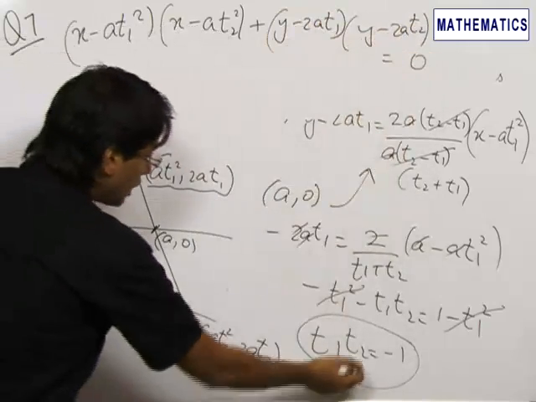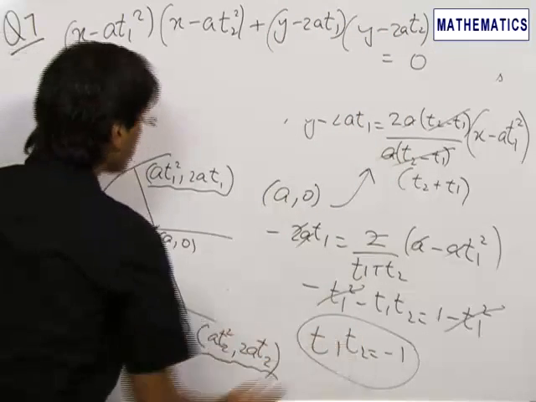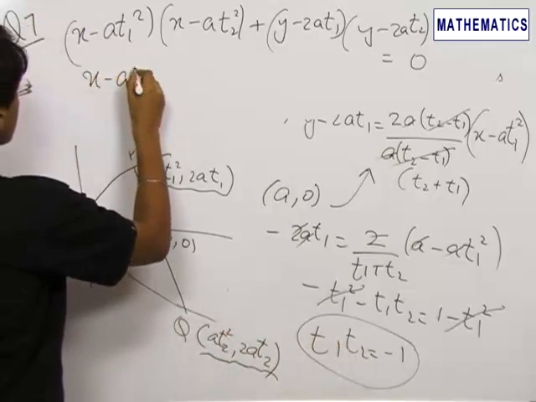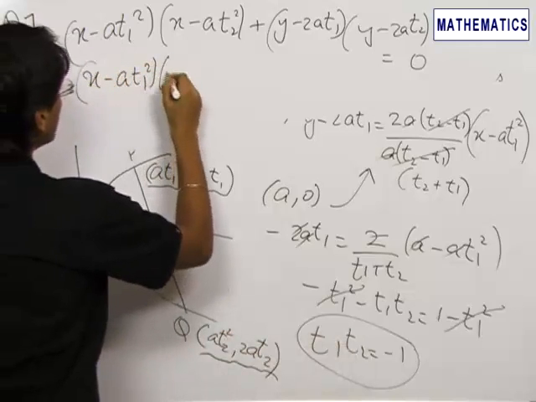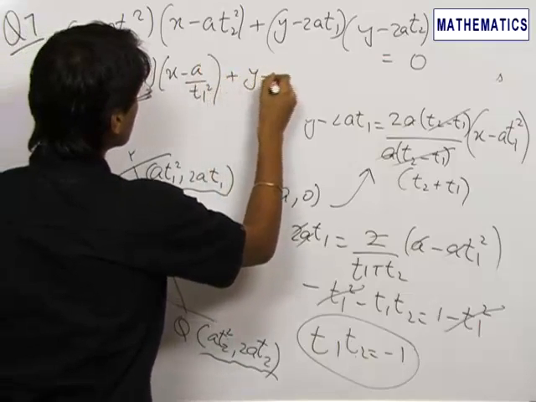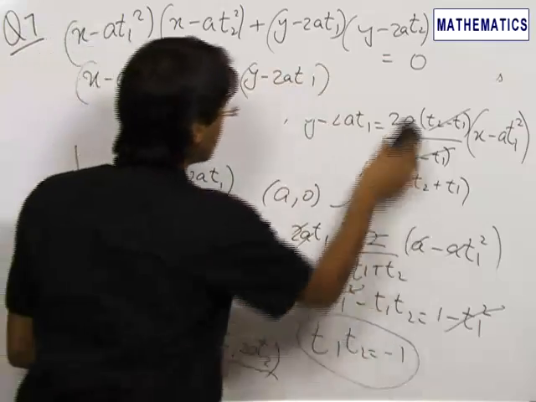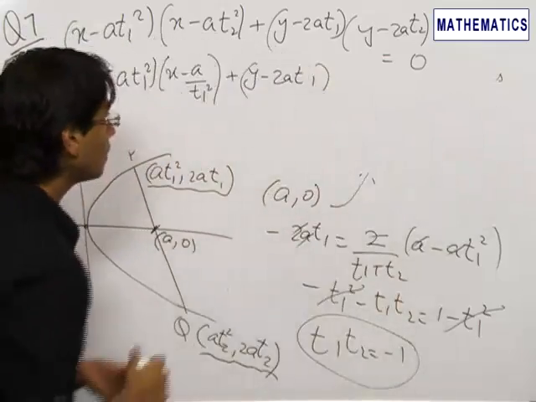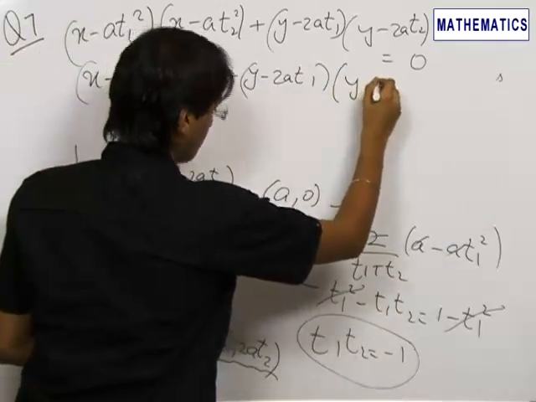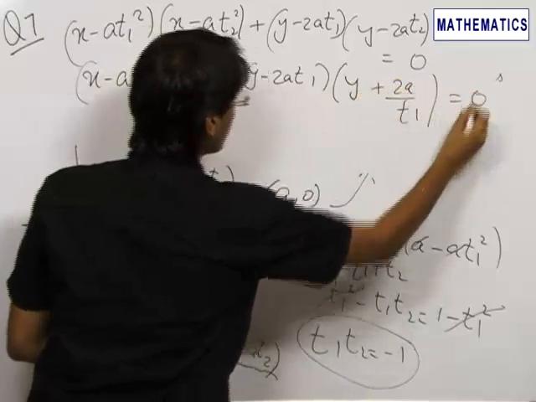Also we know that t2 is equal to minus 1 upon t1 from this equation. Hence putting t2 is equal to minus 1 upon t1, we get x minus a t1 square into x minus a upon t1 square plus y minus 2a t1 into y plus 2a by t1 equals 0.